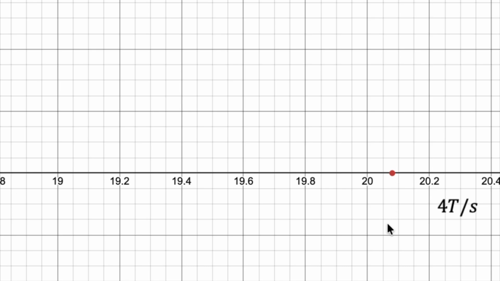If I just did that measurement once and then said, well, the resolution of my clock gives me my uncertainty, then I would be saying I'm confident that the true value for 4t is within plus or minus 0.01 seconds. So that's this very narrow range here. But that doesn't sound realistic.